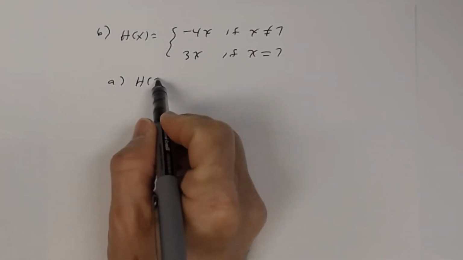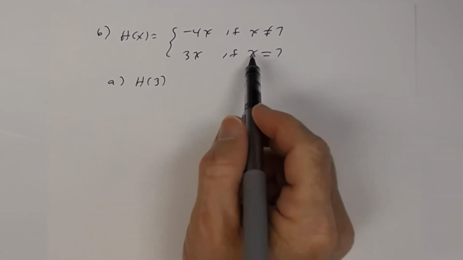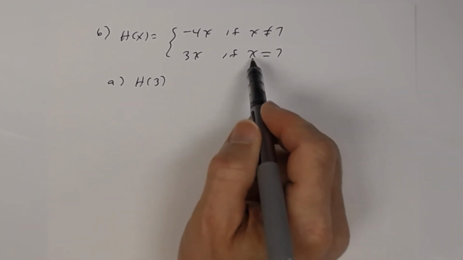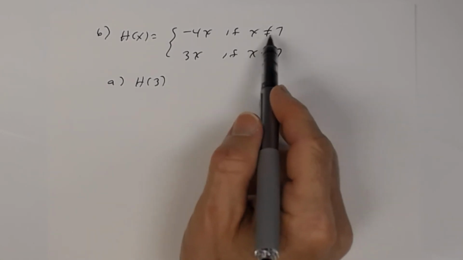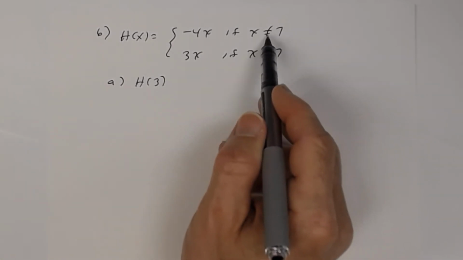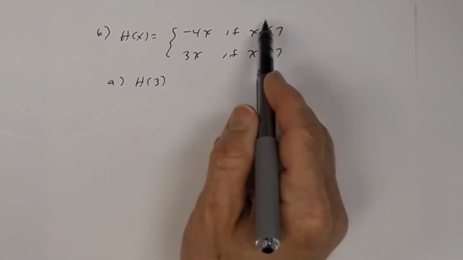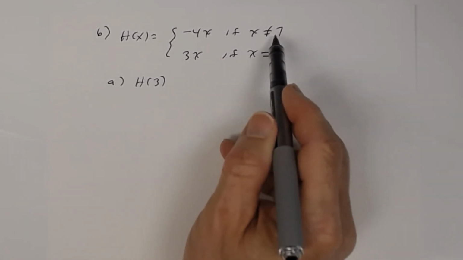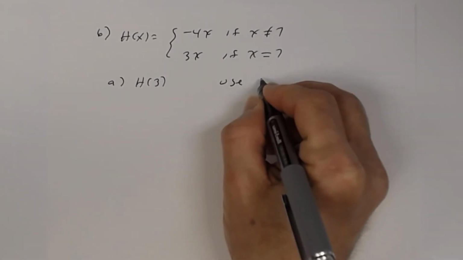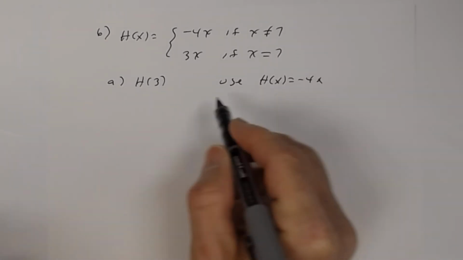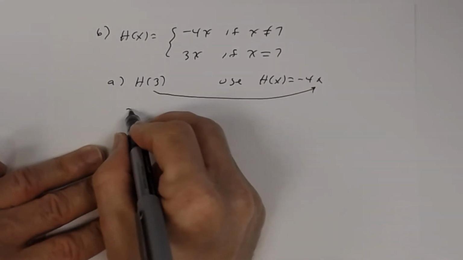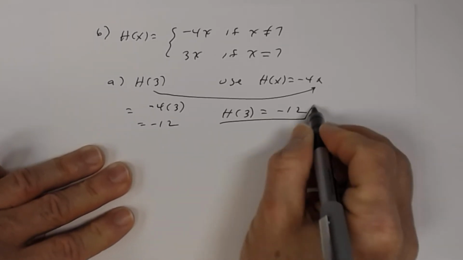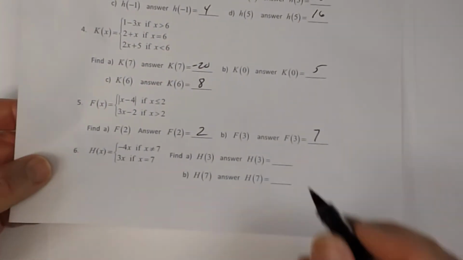In part A, you have h of 3. So you're told x is 3. The question is, which part of the domain does 3 belong to? Does it belong to this one or this one? Well, it cannot be this one because 3 does not equal 7, right? This part here means x not equal to 7, which means any value but 7, because 7 goes here. So 3 is here, because 3 does not equal 7. So that's the one you're going to use: h of x equals negative 4x. Where we see the variable x, you substitute 3. So this becomes negative 4 times 3, which is negative 12. So h of 3 equals negative 12. So that's letter A, negative 12.